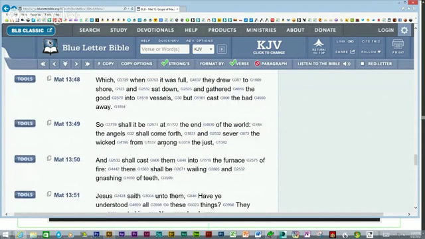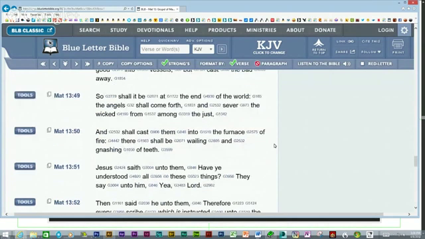So it shall be at the end of the world, at the end of this time period, the angels, enlightenment, shall come forth and sever the wicked from amongst the just. Now, this isn't necessarily about good people and bad people. This is about your righteous truths versus your false truths, your wicked truths that lead you astray, and shall cast them into the furnace of fire.